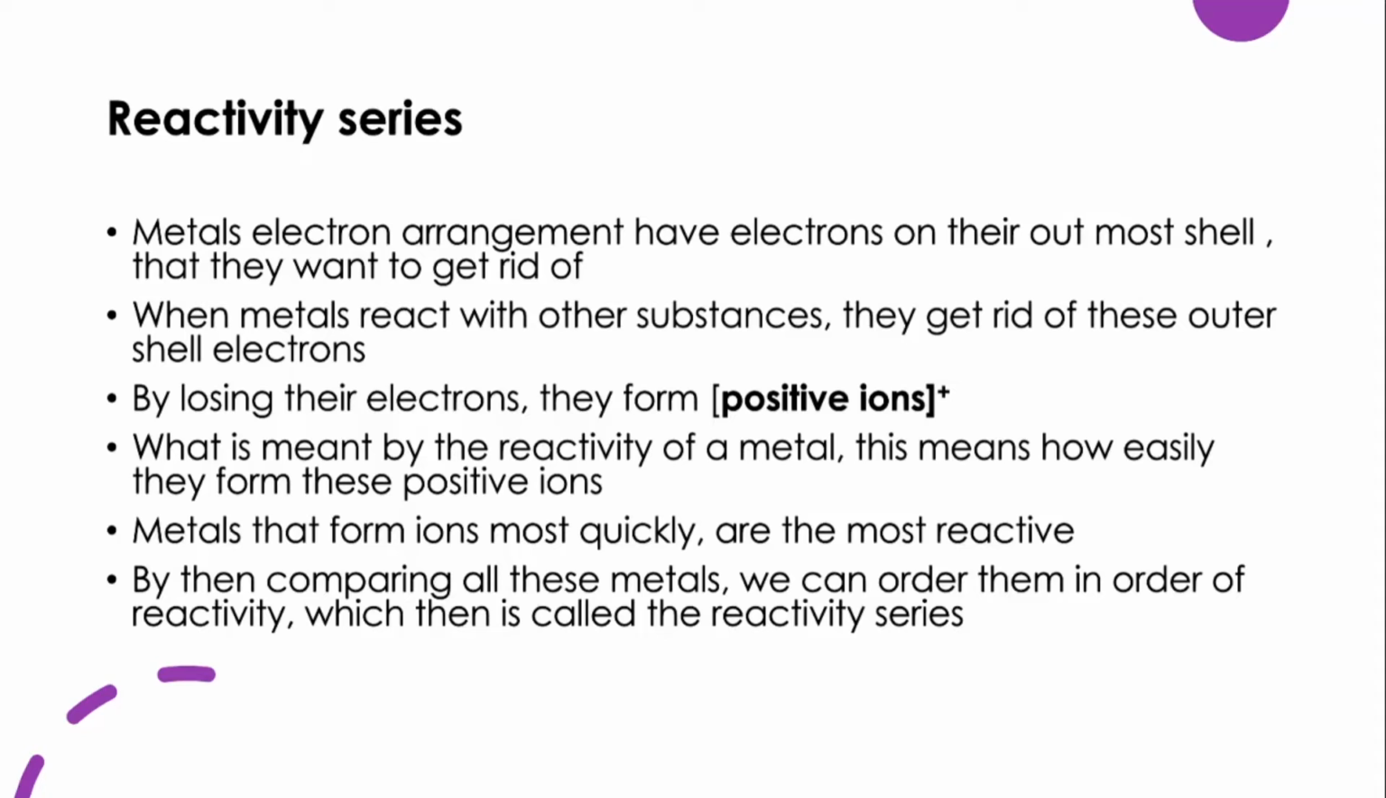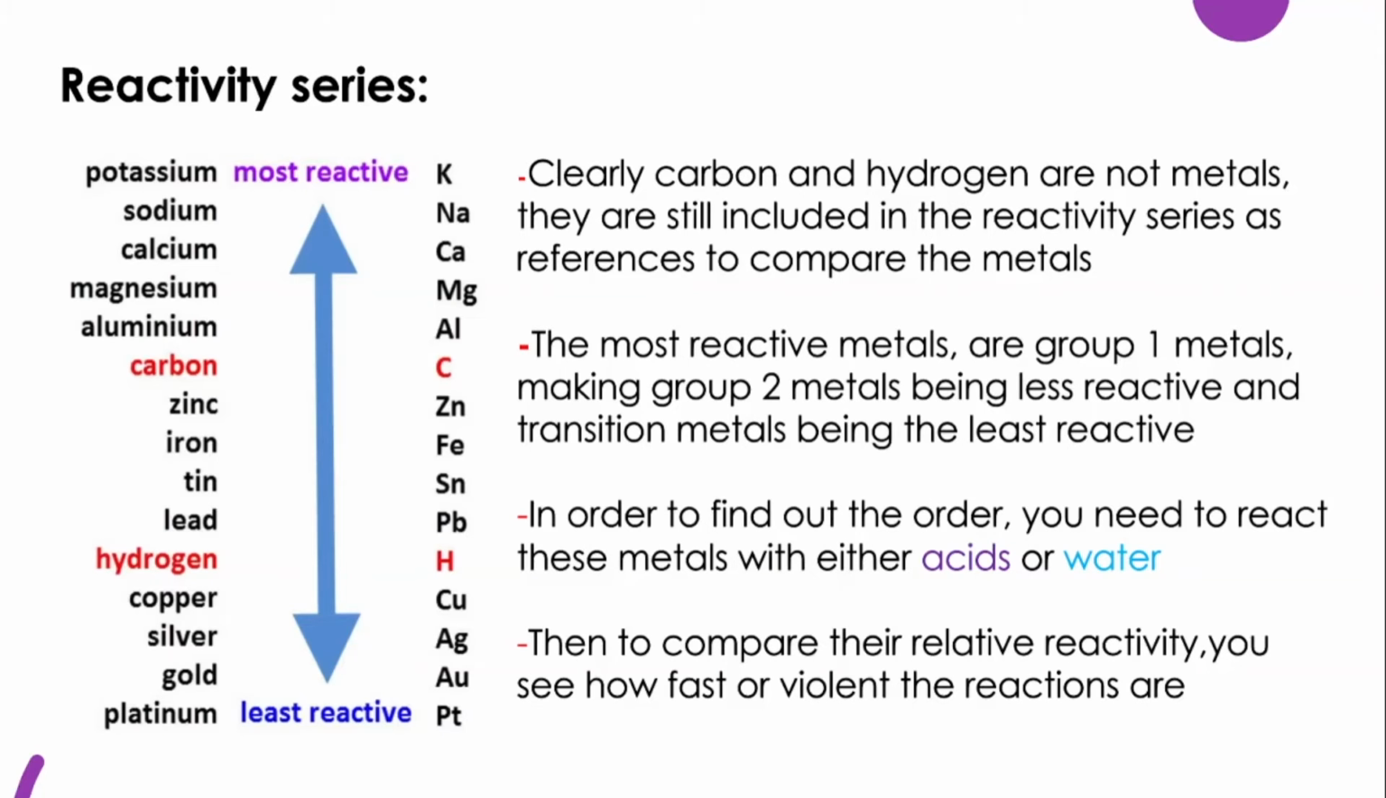By comparing all these metals, we can order them in order of reactivity, which is called the reactivity series. We can clearly see that carbon and hydrogen are non-metals, but they are still included in the reactivity series as they give references to compare the metals. The most reactive metals are group 1 metals, making group 2 metals less reactive and transition metals the least reactive. In order to find out the order, you need to react these metals with either acids or water. Then to compare their relative reactivity, you need to see how fast or violent the reactions are.